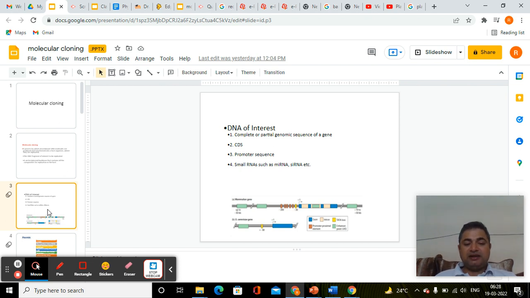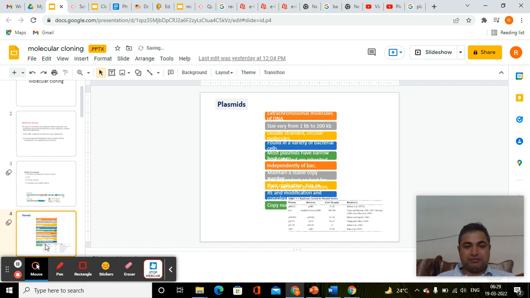And additionally there are other components which are also routinely cloned in biological experiments, like small RNAs or long RNAs or long non-coding RNAs. So all these make a part of molecular cloning. Now if you look at the characteristics of plasmids, which we use as vectors.